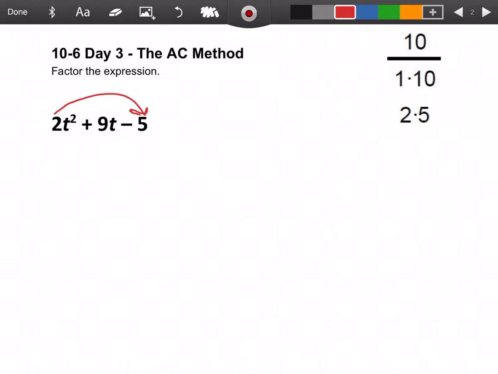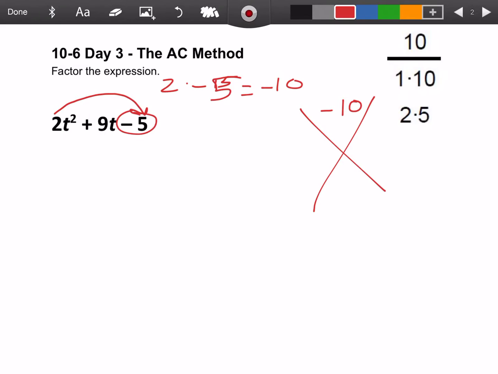We're going to do 2 times negative 5. We have to do that whole thing. So 2 times negative 5 equals negative 10. So we have our diamond method. We have negative 10 on top and 9 on the bottom. So we have to multiply to negative 10 and add to 9. We're going to use the factors of 1 and 10. One of them has to be negative because we're going to multiply to a negative 10, but they have to add to a positive 9. So this is going to be a negative 1.